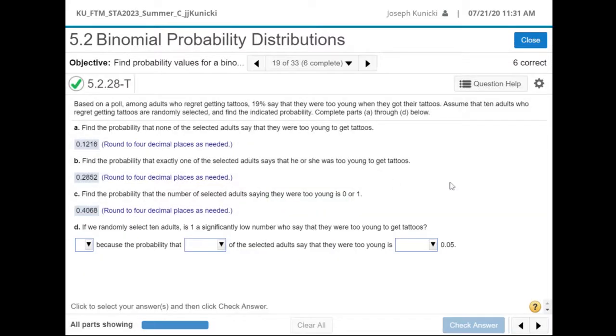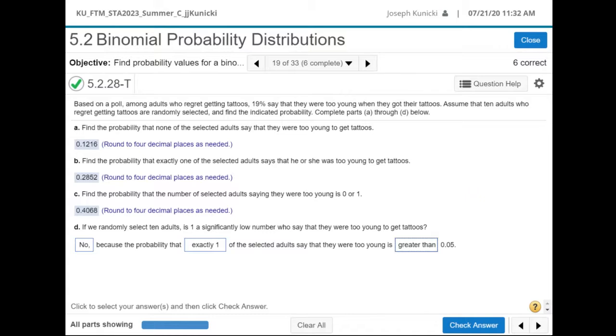And part D: if we randomly select 10 adults, is 1 a significantly low number who say that they were too young to get tattoos? Well, remember, it's the range rule of thumb. If it's less than 5%, then that's true. But we already know that 1 is 0.2852, so that's not significantly low. So the answer is no, because the probability that exactly 1 is greater than 5%.